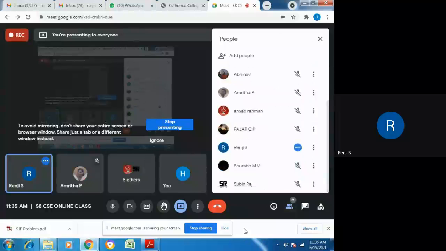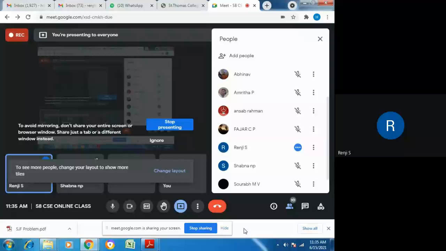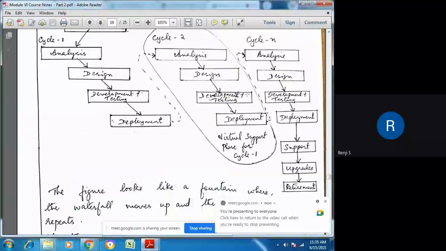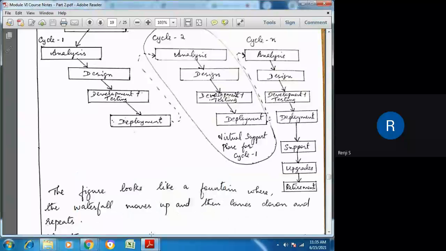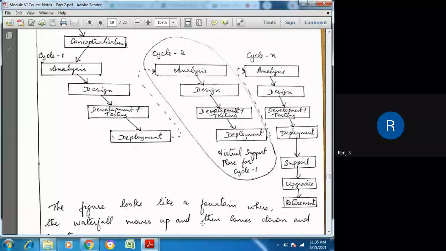Okay. So I've shared my screen now. Hope it is visible to you. Okay. Can you see the screen? Okay, Amrita. Okay.